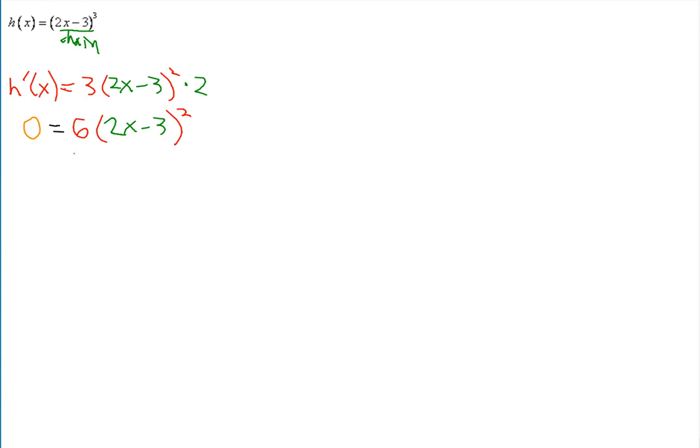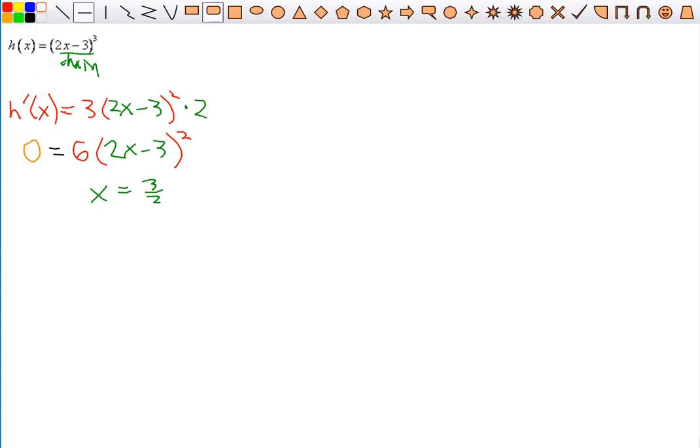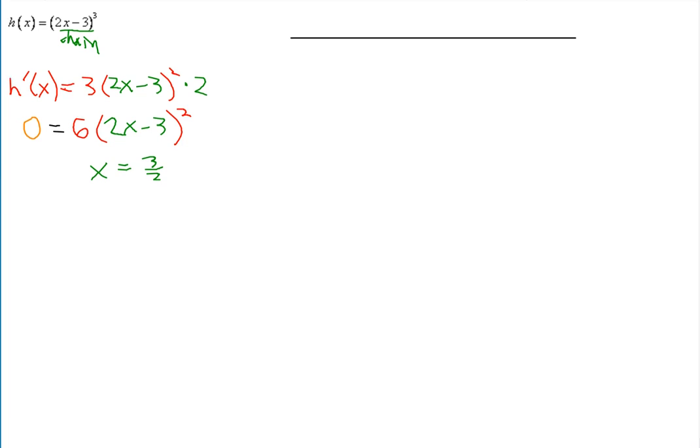So 6 will never equal 0. If you set 2x minus 3 equal to 0, you get x equals 3/2. So here we only have one critical number. So let's just put that one on the number line. And again, we can label it h prime of x. And we can put 3/2 on our number line, our one critical number. And that's what makes the derivative 0.